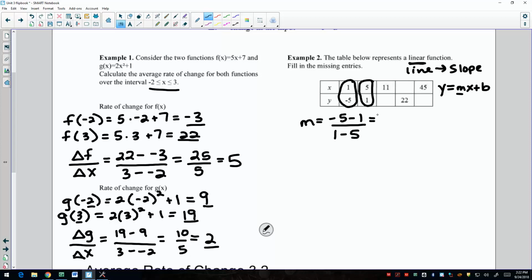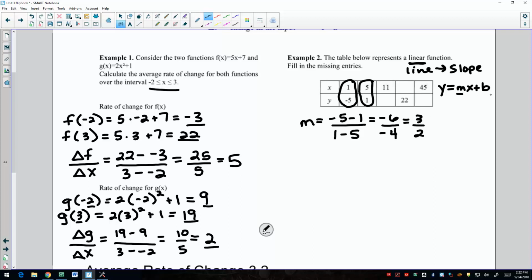So -5 minus 1 is -6. 1 minus 5 is -4. A negative over a negative is a positive. And then that fraction reduced is 3/2. I'm going to leave it as 3/2. Don't turn it into a decimal.